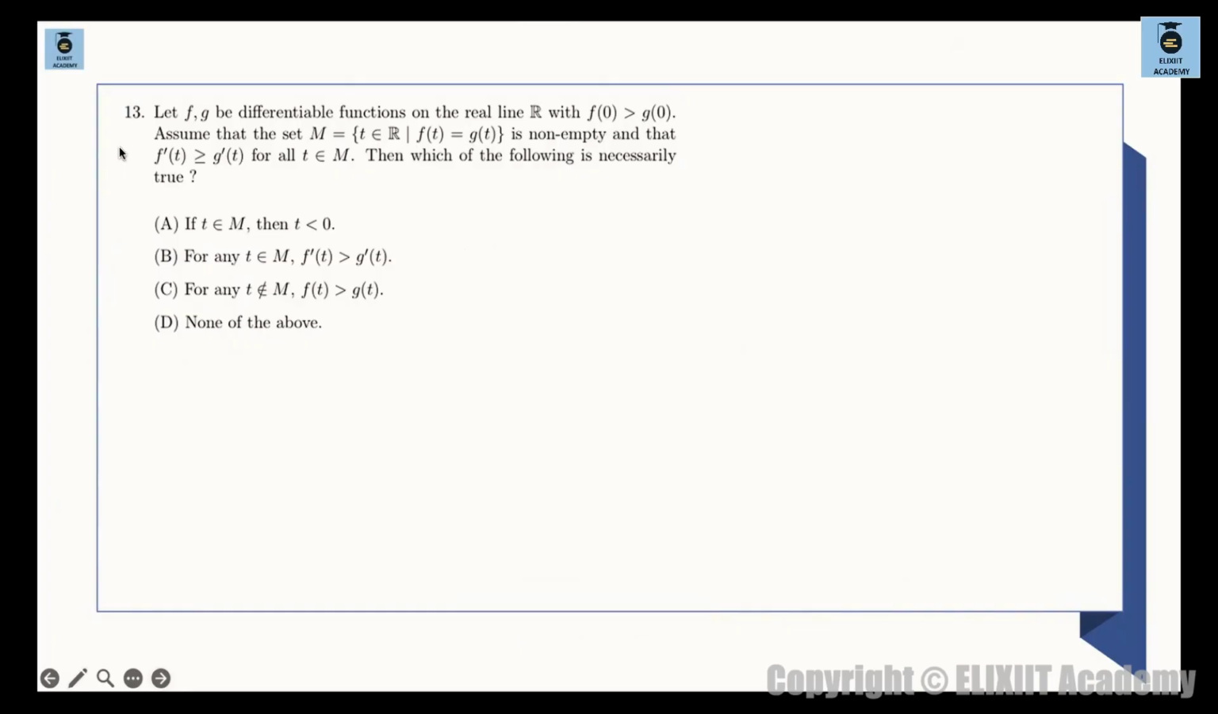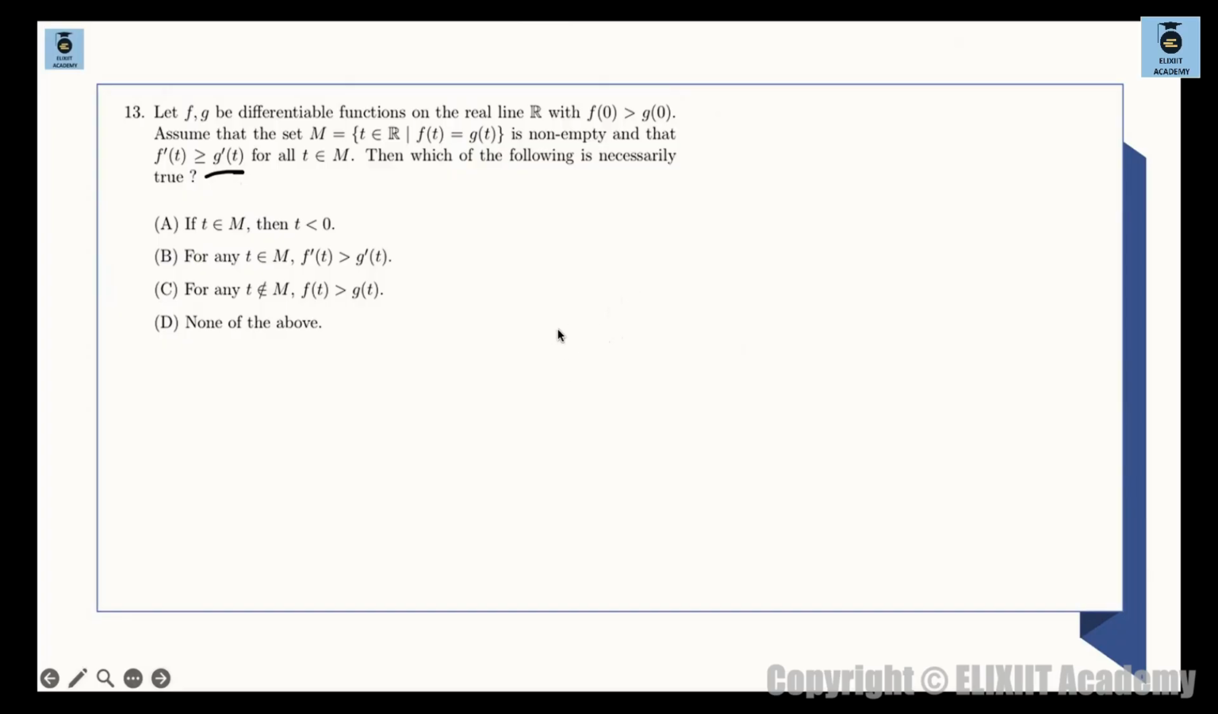Okay, next we have this question which says: let f and g be differentiable functions on the real line R with f of 0 greater than g of 0. Assume that the set M, which is given by t belongs to R such that f(t) is equal to g(t), this means all the points of intersection of the graphs of f(t) and g(t), or all the solutions of the equation f(x) equal to g(x), is non-empty, and f dash of t is greater than or equal to g dash of t for all t belongs to M. Then which of the following is necessarily true?